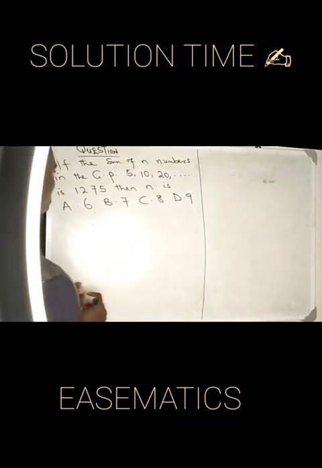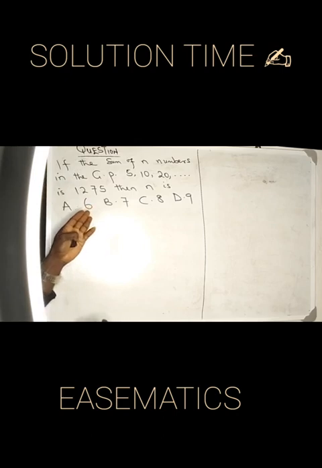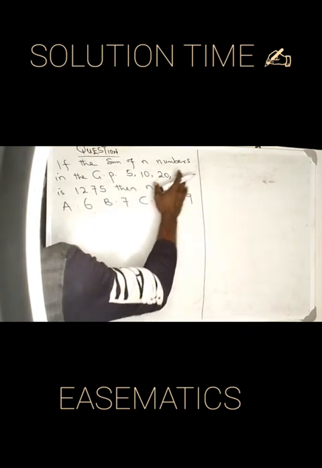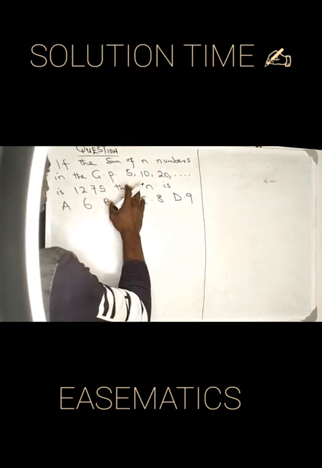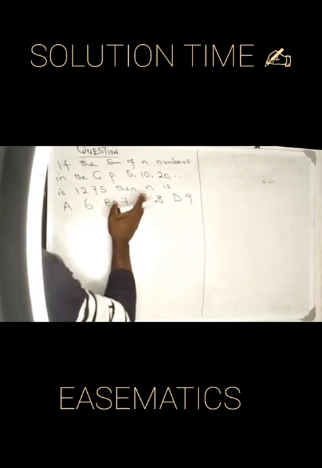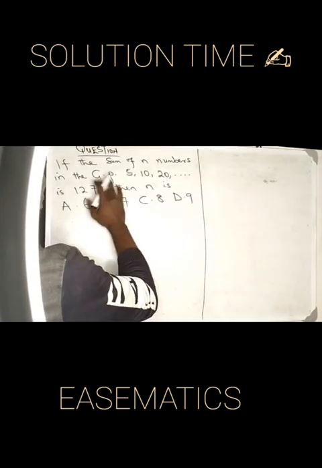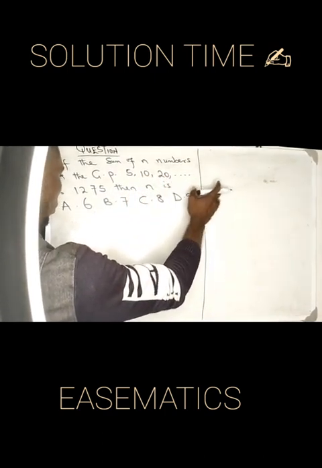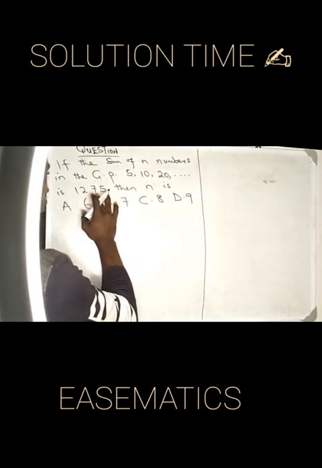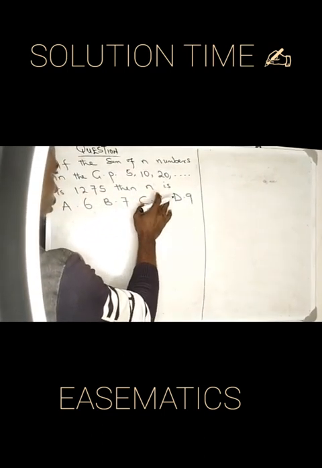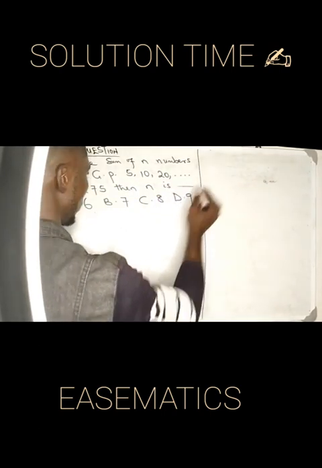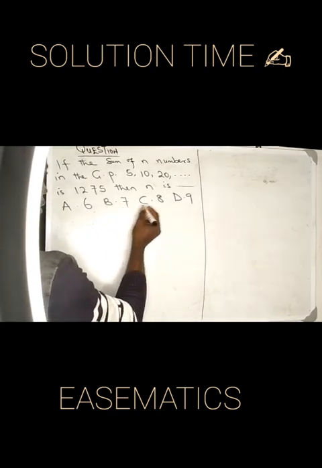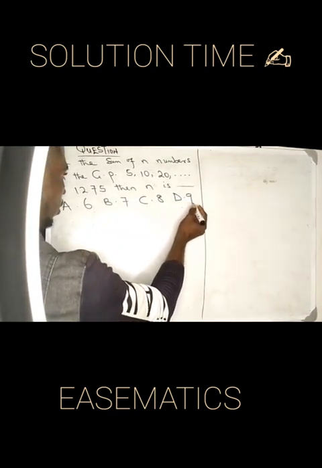In today's episode, we are going to be solving a question on the sequence. And here we have: if the sum of n numbers in the GP, of course you know that GP means geometric progression, if the sum of n numbers in the GP 5, 10, 20, and so on is 1275, then n is what? A 6, B 7, C 8, and D 9.